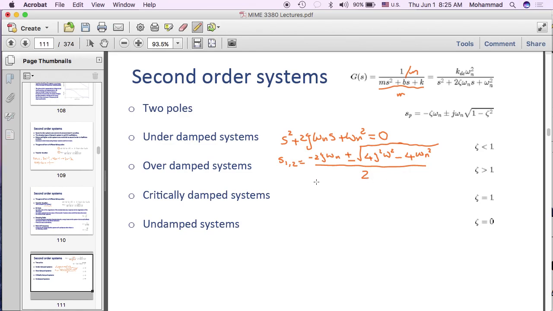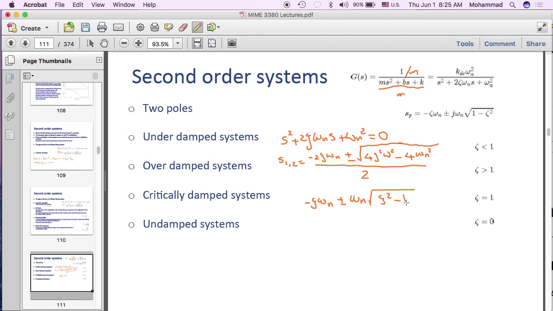Now you can simplify that. For example, it's easy to see that the 2 and 2 will simplify here. And also you can factor 4 out of this square root and simplify it with 2. So the 2 will go away. What you will be left with is minus zeta omega n plus or minus. And if you look closely, omega n squared is repeated. So what you can do is factor omega n squared out. So you can bring omega n out, and this becomes the square root of, what is left? Zeta squared minus 1.